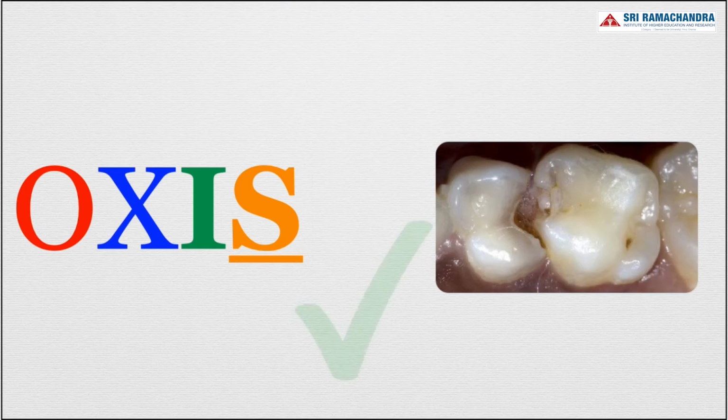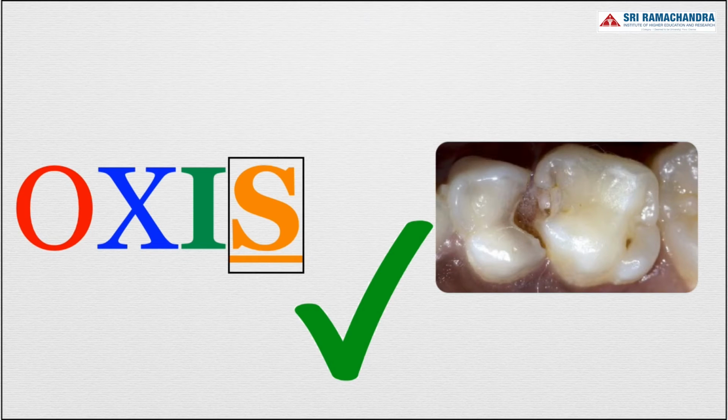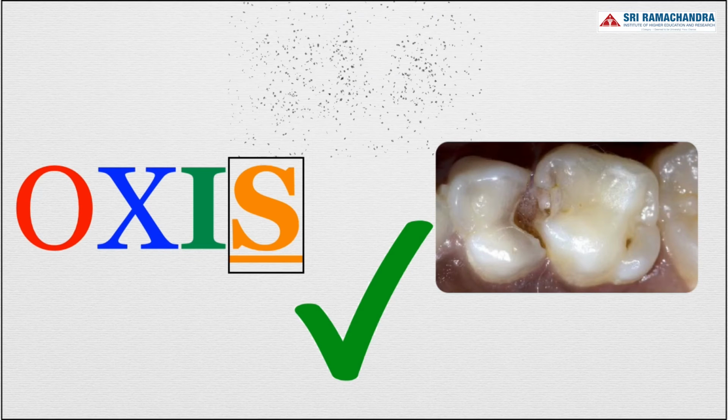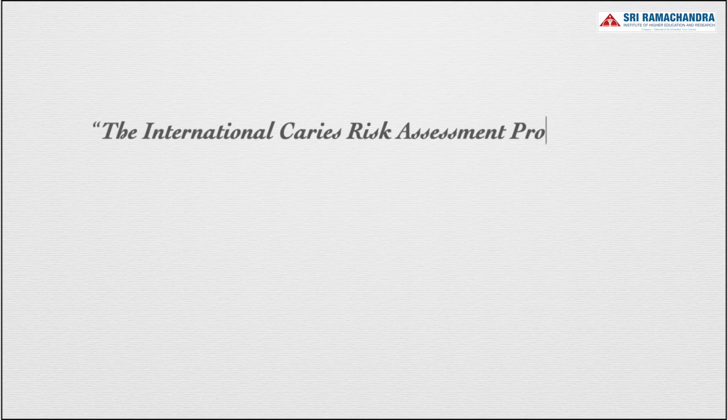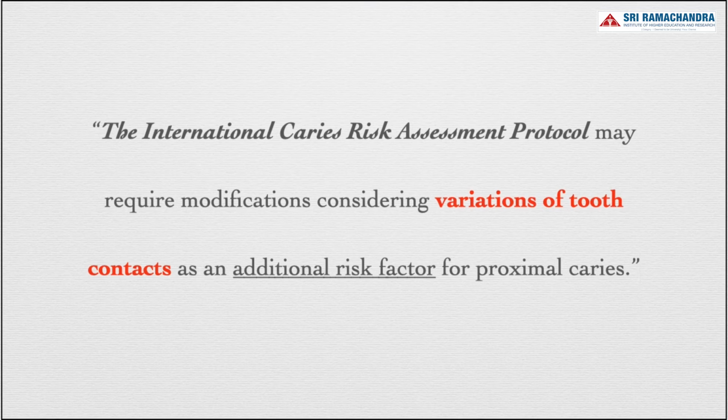So at the end of our study, we can say that occlusal contact was a risk factor for proximal caries development, and the contact which was most susceptible was the S contact with an odds of 23, followed by the I contact. So if a similar methodology is carried out in different ethnic populations, and if occlusal contact is found to be a risk factor, then the International Caries Risk Assessment Protocol may require modifications, considering the variations of tooth contacts as an additional risk factor for proximal caries.